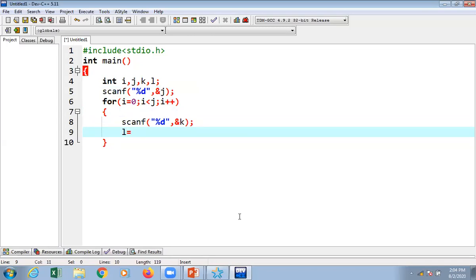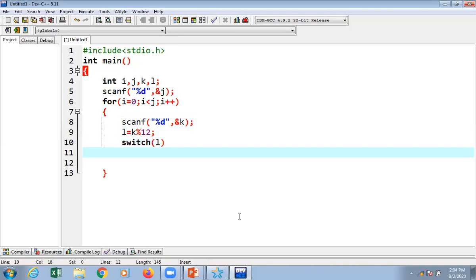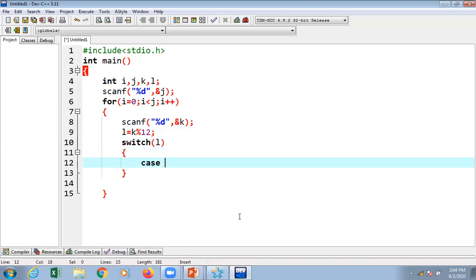Then what I have to do is divide this k with 12 and get the remainder. So this is for the remainder. I'm sure that you know this. Then after getting this remainder, I'll be putting it in the switch case. After putting it in this switch case, we have a number of cases as we have discussed.